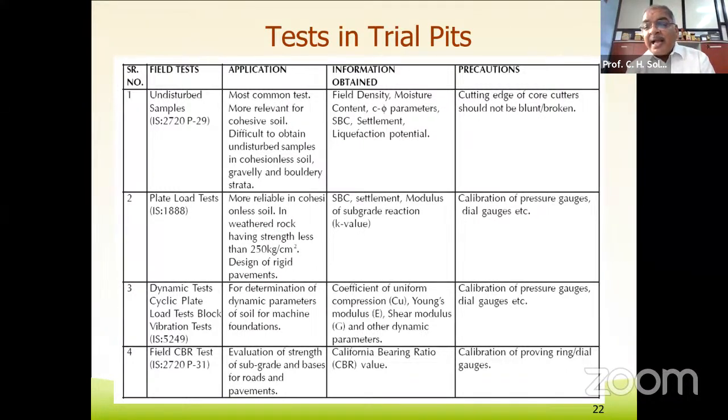As mentioned in the last slide, the third column indicates the applicability of the test. The fourth column indicates the information available by conducting this test. And the last column indicates the precautions to be taken in performing such tests.